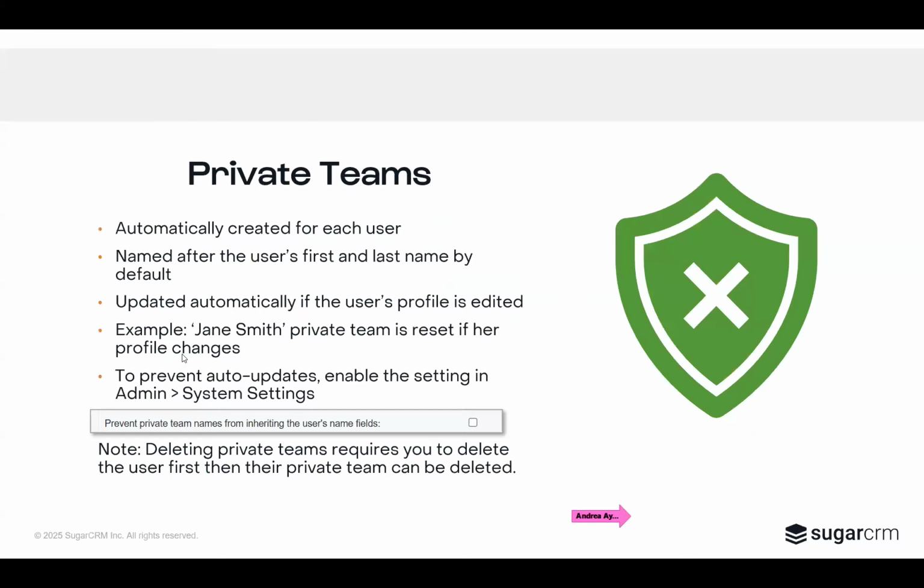So, private teams are that user and above them in the chain of command. As soon as you save the user, a team is going to be created. For example, you create a team for Jane Smith. First and last name is Jane Smith. Her username may be J Smith. It could be however you set up your users.